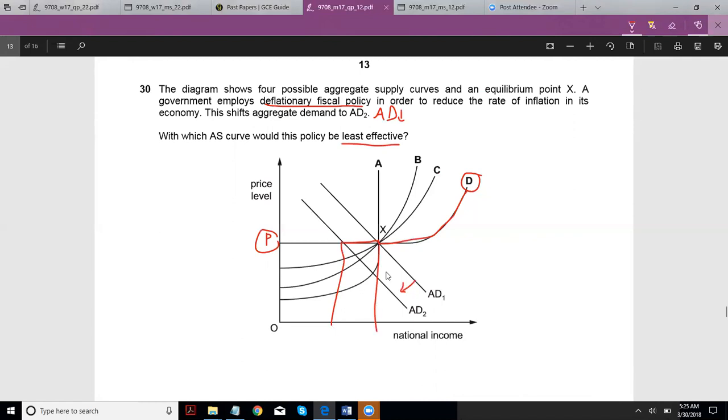The one that would be most effective, although that's not required, would be A, because here you get the biggest change in price. The other ones, in some it changes this much, in some this much, but with D it doesn't change at all. So your answer would be D.